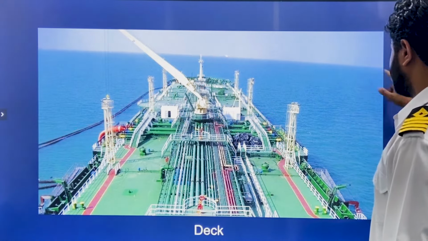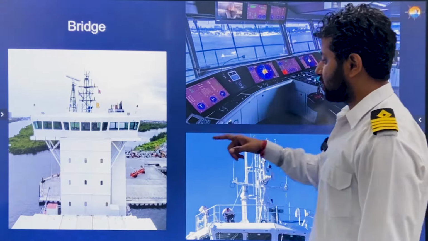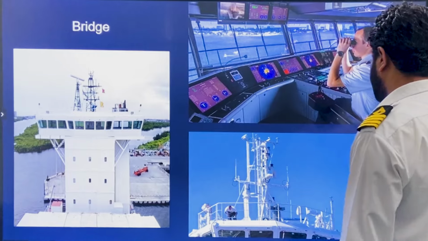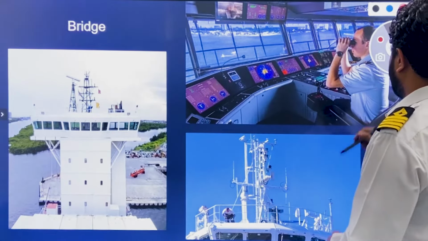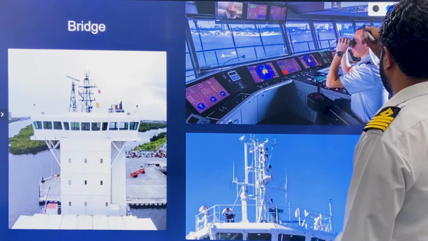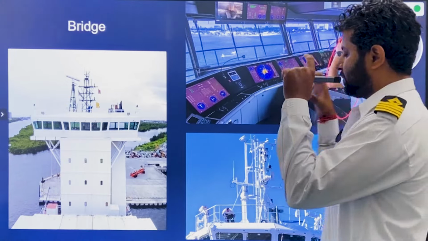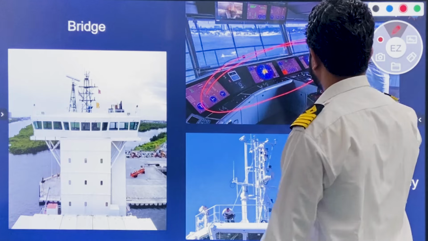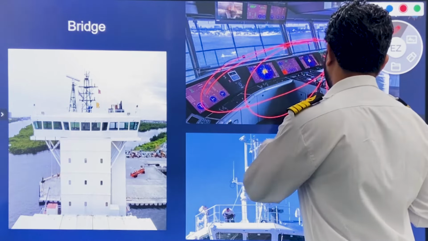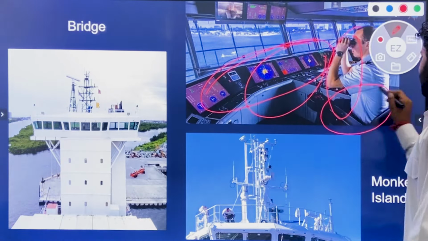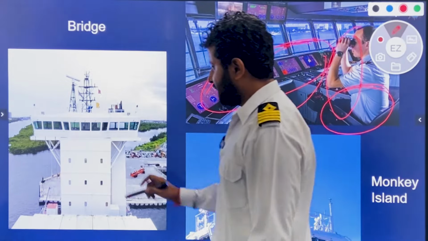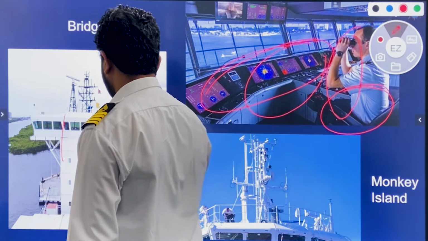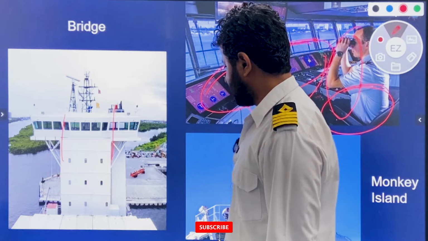Aage badhte hain. This is your bridge. Now this is something important. You see onboard ship, like say this is a captain standing over here, right? And through the bridge he wants to do navigation. On the bridge you will find a lot of equipment like radar, GPS, telegraph. This is his seat where he's sitting over here. So from here on the bridge he can see outside and accordingly he can take actions, right?